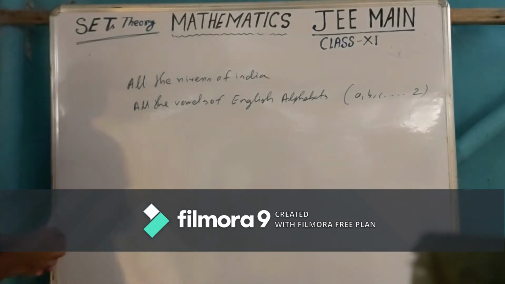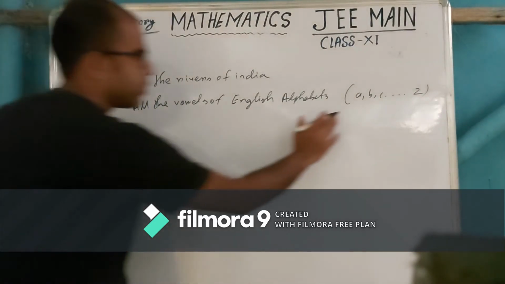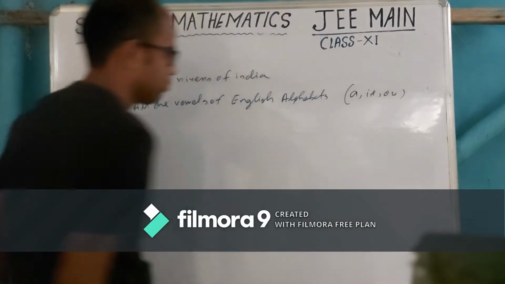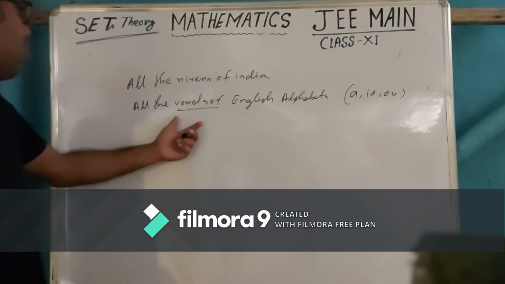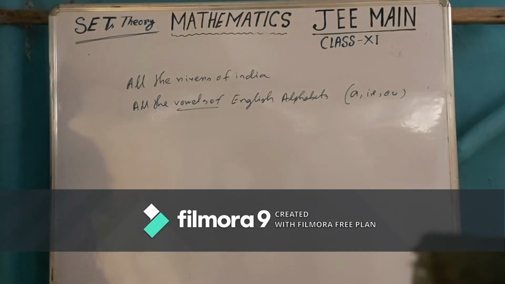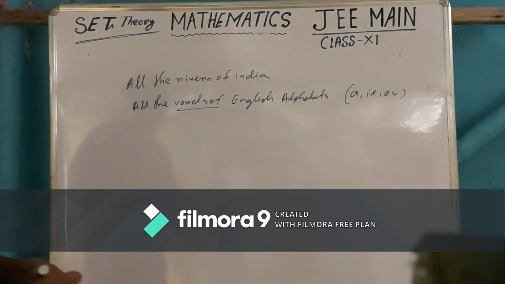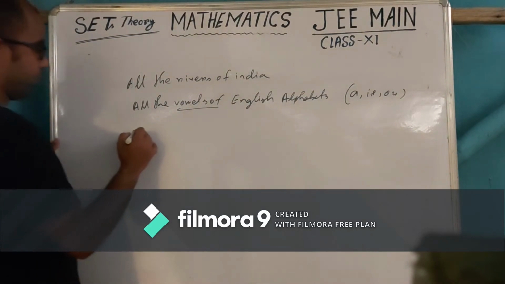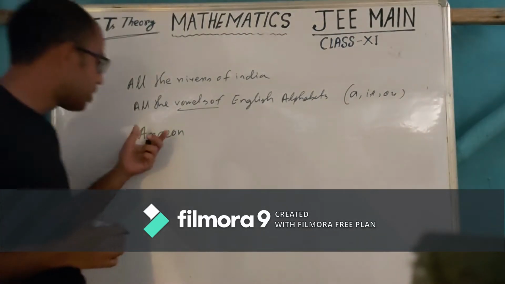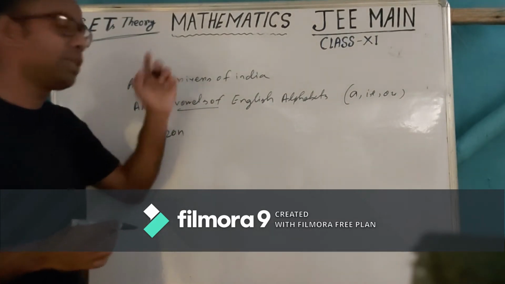Sorry, here we wrote something by mistake. The vowels are A, E, I, O, U, because these are only vowels. All the vowels of English alphabet, that is A, E, I, O, U, so we see that these are sets. Now, Amazon is a river which does not belong to India, so we cannot include it in the set of all rivers in India.